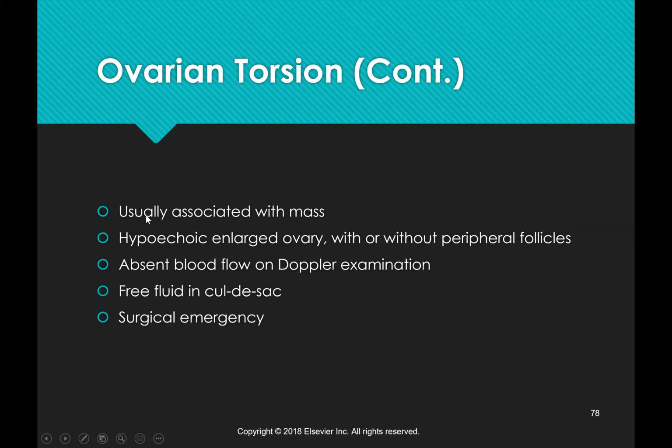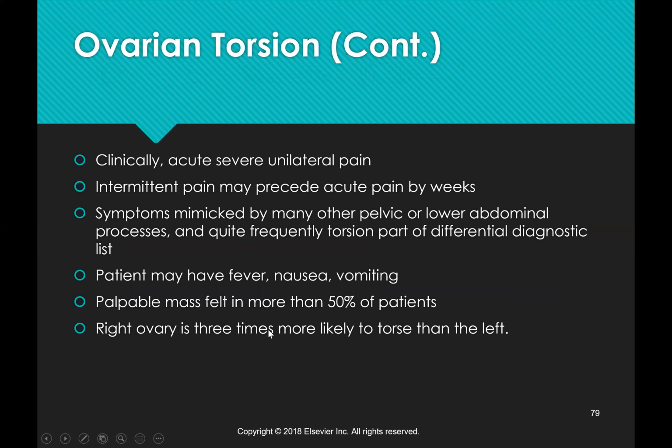So here are your sonographic findings usually associated with the mass: hypoechoic enlarged ovary with peripheral follicles, absent blood flow is a huge one. These two are the biggest: free fluid in the cul-de-sac, and it's a surgical emergency. Clinically, acute severe unilateral pain. Symptoms mimic other things. One of the other things that could be a differential consideration would be appendicitis, especially if it's on the right side. Patient may have fever, nausea, and vomiting.